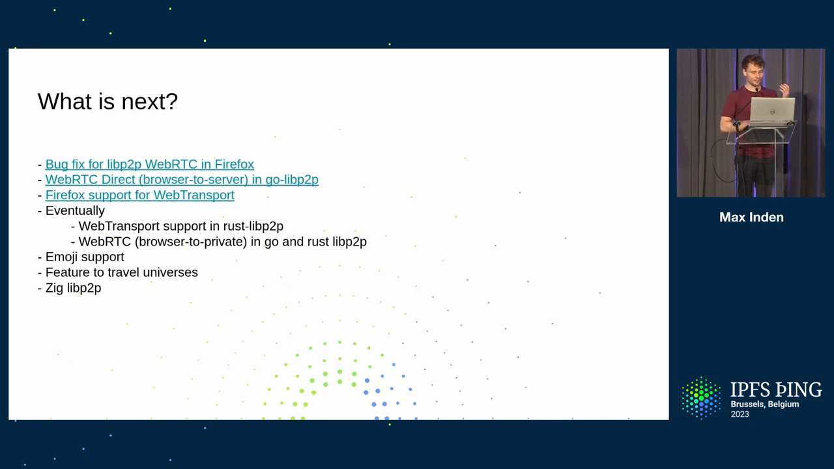Cool, then obviously we want to add emoji support. Then after we shipped emoji support, we'll ship the feature on how to travel through universes. And then lastly, we'll add zig-libp2p to this entire thing, and then really have everything connected everywhere all the time.